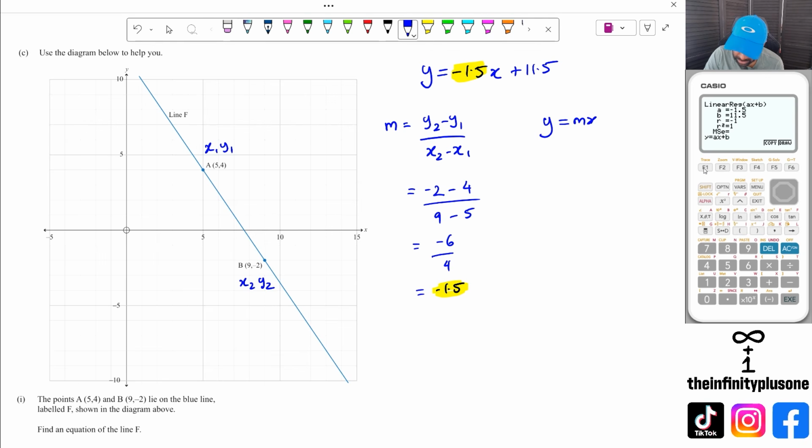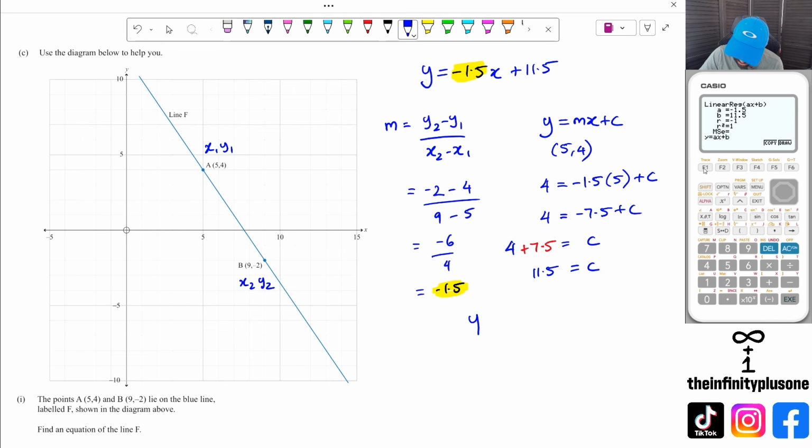So we've got to figure out what the c value is. I'm going to choose the point 5, 4. So my y value is 4, my gradient m is negative 1.5, x is 5, plus c. So I've got 4 equals negative 7.5 plus c. And then c is equal to 4 plus 7.5. That's going to give me 11.5. So the equation of the line is y equals negative 1.5x plus 11.5.